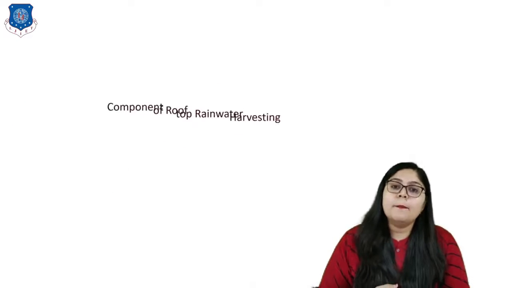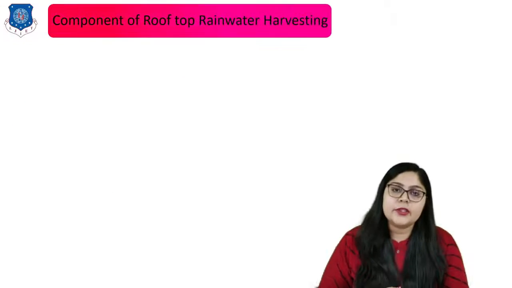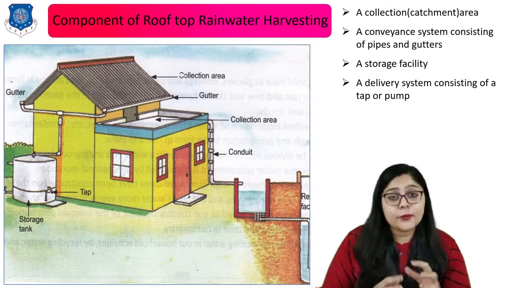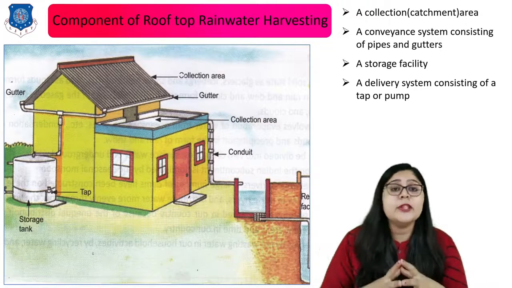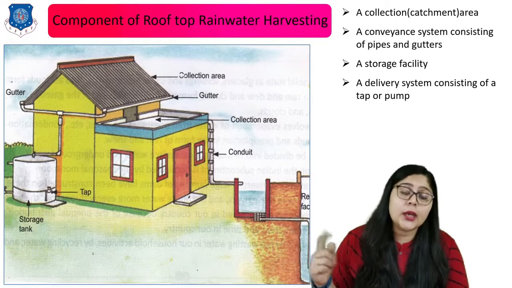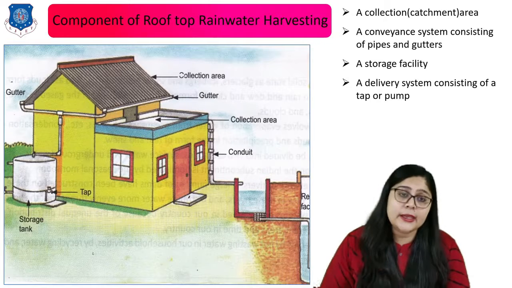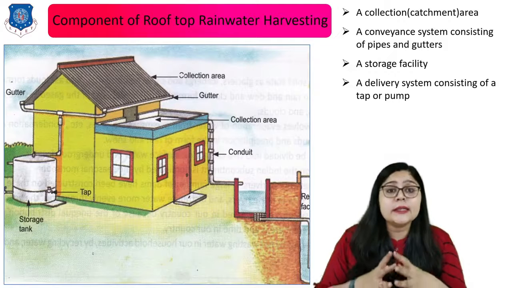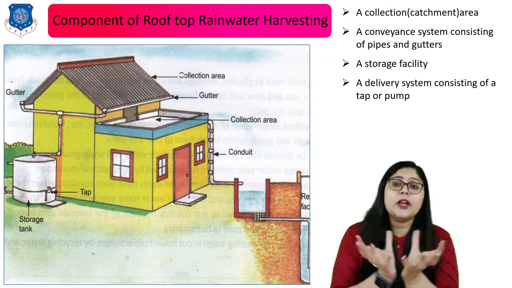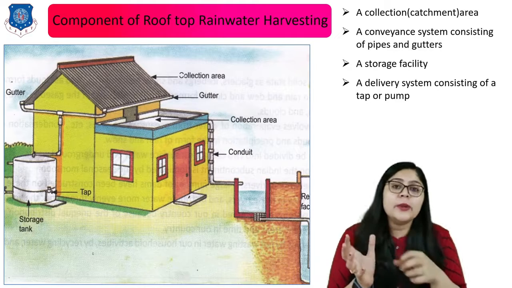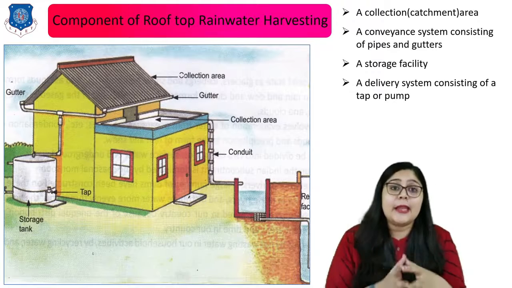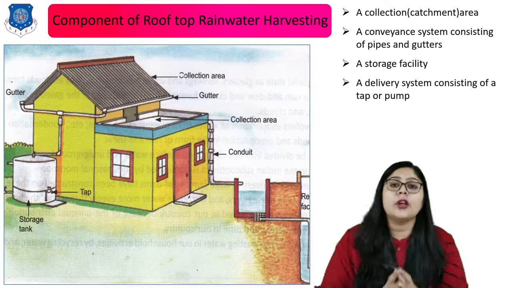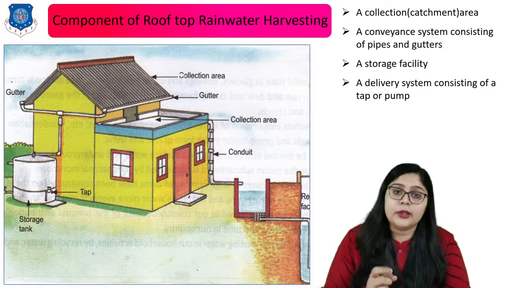Now let us move to the components of rooftop rainwater harvesting. Here you can see a figure on screen and its components, where the first component is collection. It means the catchment area. Then you have to go for the conveyance system, consisting of pipes and gutters. After collecting the water, it should be transmitted through elements like pipes or gutters. Here on screen you can see the gutter. Gutter is the channel in which the water can be stored and transported.